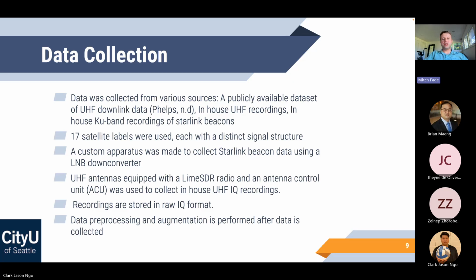For the data collection, the data was collected from various sources, including the public dataset and in-house recordings of satellite downlink. 17 satellite labels were used with a distinct signal structure. The signal structure is determined by the modulation type of the satellite. And then a custom apparatus was used to collect Starlink beacon telemetry signals that demonstrates that this classifier can work, is frequency agnostic. It can work across multiple satellite frequency bands.